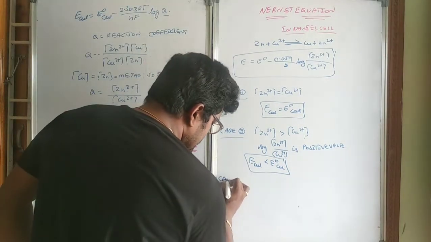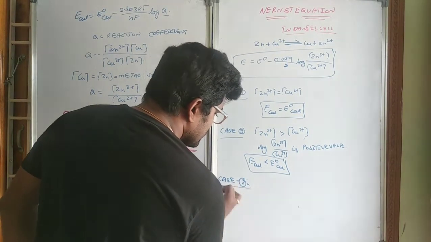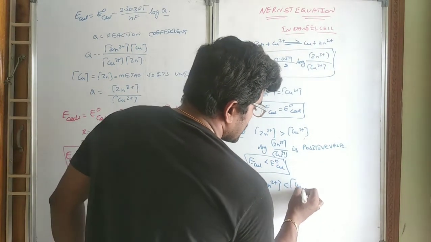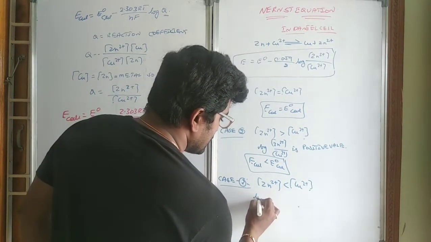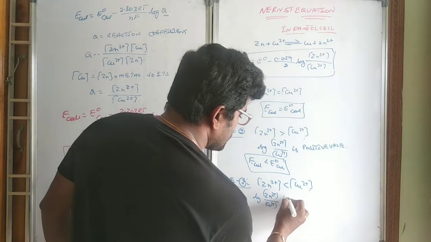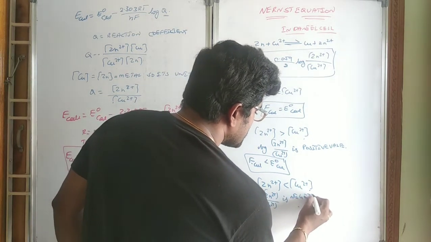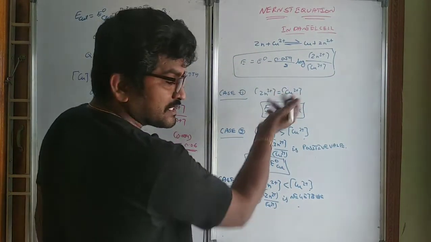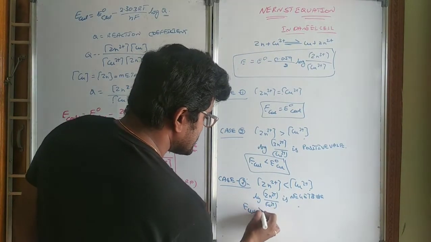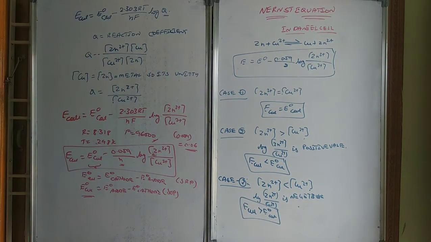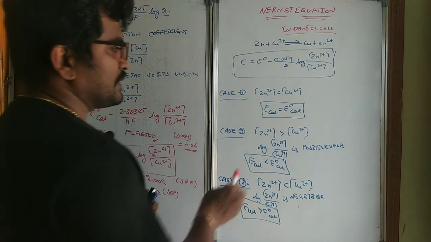And in the case 3, zinc concentration is less than copper concentration, then log Zn2+ concentration by Cu2+ is negative. Since the value is negative, this will become E naught plus. So that's why E cell is greater than E naught cell. Like this, we can have 3 situations. If you are having any confusion, let me explain you with this.